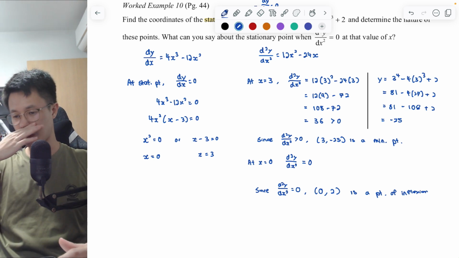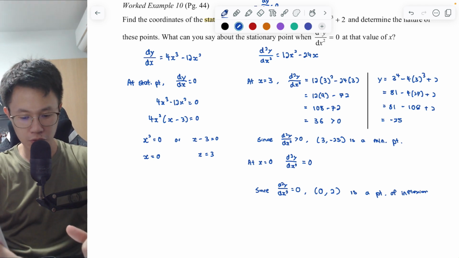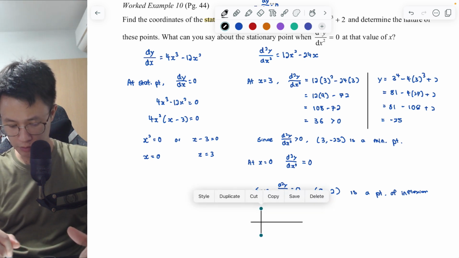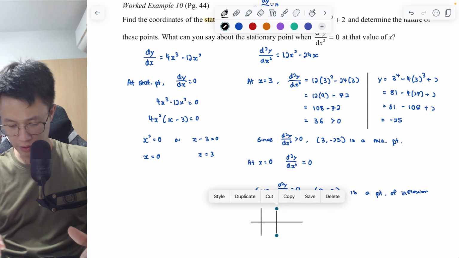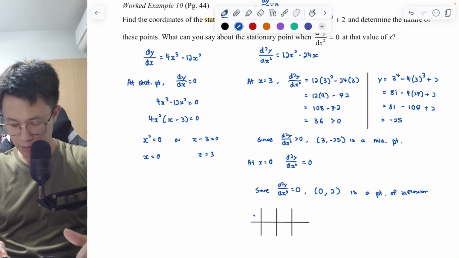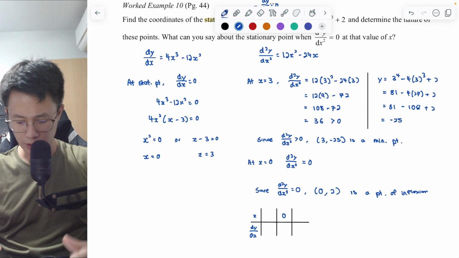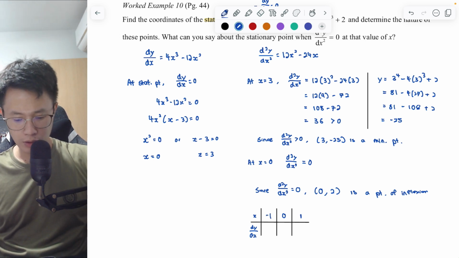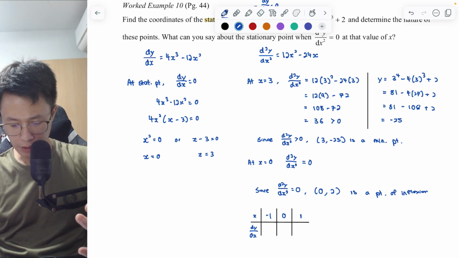So how does it look? If you want to figure out how it looks, you need to use the first derivative test, which means you come up with a table. It's not required of this question, but it's good to know how it looks, because you can also practice a little bit. When x equals 0, I will choose a value on the left, which is -1, and a value on the right, which is 1.